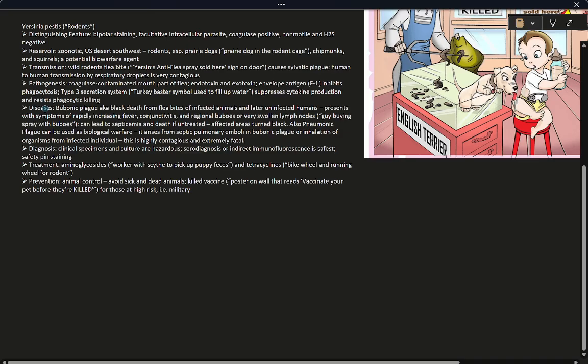And so for disease, the most notable one is bubonic plague, also known as Black Death, that is due to flea bites from infected animals and later uninfected humans. So it presents with symptoms of rapidly increasing fever, conjunctivitis, and regional buboes, or very swollen lymph nodes.